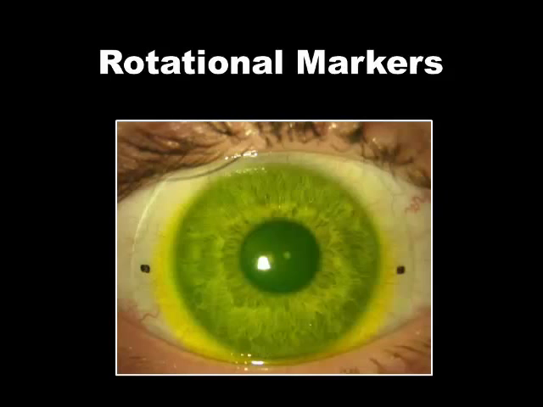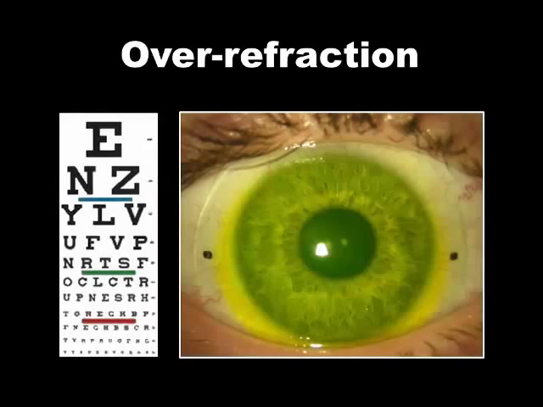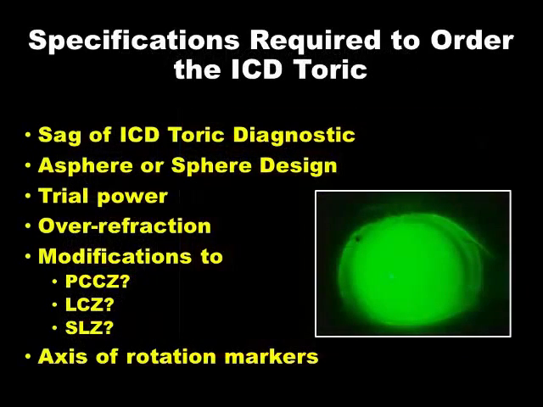So all you need to do is note for your lab, where are these markers lined up? Is it 0? Is it 10 degrees, 30? Where exactly are those markers? And then simply over-refract the same way you would normally do. With the toric, you're able to include the spherical cylinder refraction. You don't have to go for spherical equivalent, of course. We only do that in the symmetrical ICD lenses. So the rules are absolutely the same with the toric.